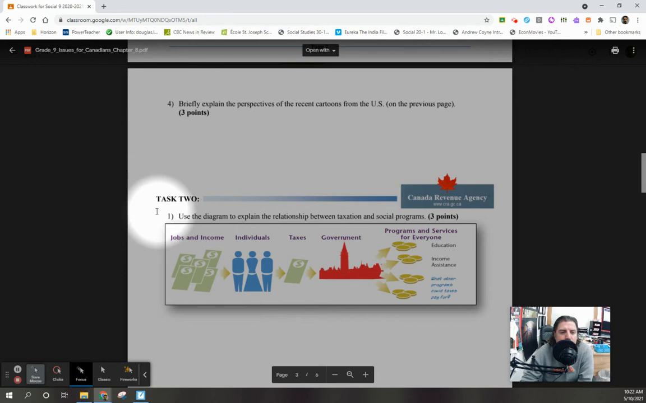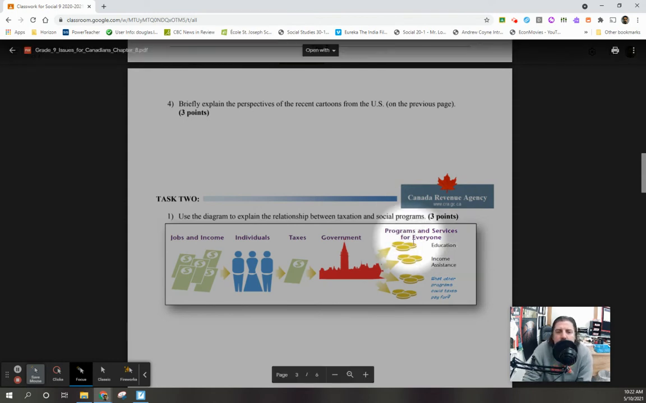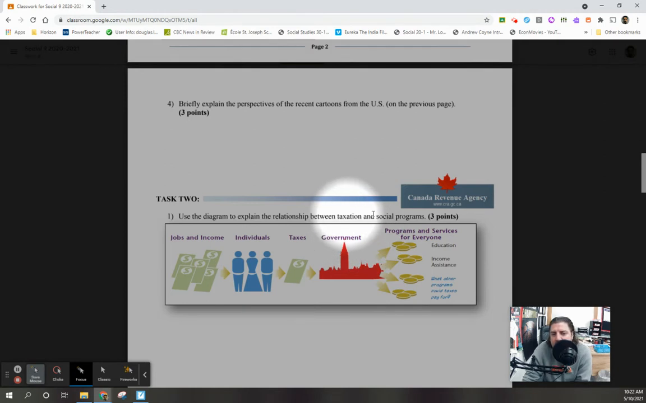All right, task 2 asks you to use the diagram, and you'll find this diagram once again in your textbook, to explain the relationship between taxation and social programs. Okay, to give you a little bit of a hint, all the taxes that the government takes in creates what is known as a tax base. Okay, so all the billions of dollars that come in through taxation becomes the taxation base. And then from that, they create a plan, okay, a plan of action. And part of that plan comes out of their social programs. Okay, so make sure you understand the difference and the relationship, the link between taxes and programs.